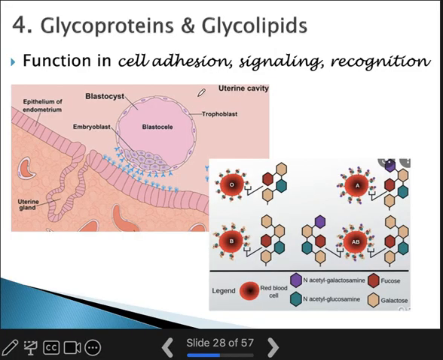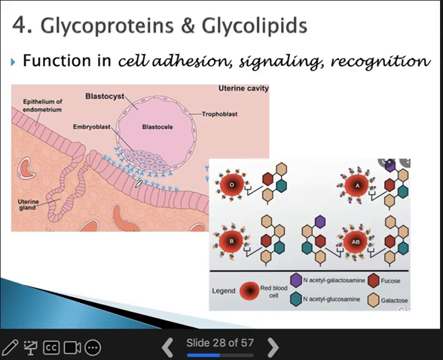Okay. In this case, we're looking at a glycolipid where we have cell surface molecules that are going to be affording the ability of cell recognition and adhesion here. So this is the implantation of a blastocyst into the uterine wall. So this process is mediated by the glycolipids.